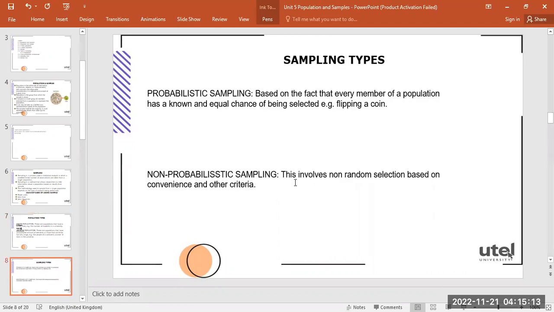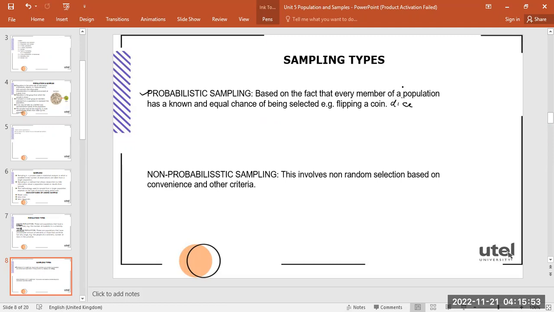Now, having seen the different types of population, let's see the different types of sampling methods that can be carried out during research or experiments. The first category or type of sampling is referred to as probabilistic sampling, and of course, this is gotten from the word probability. Probabilistic sampling is a sampling methodology that is based on the fact that every member of a population has a known and equal chance of being selected. For example, flipping a coin or throwing a dice.